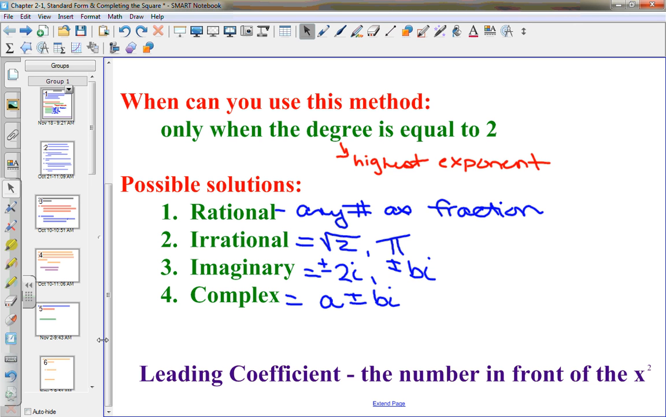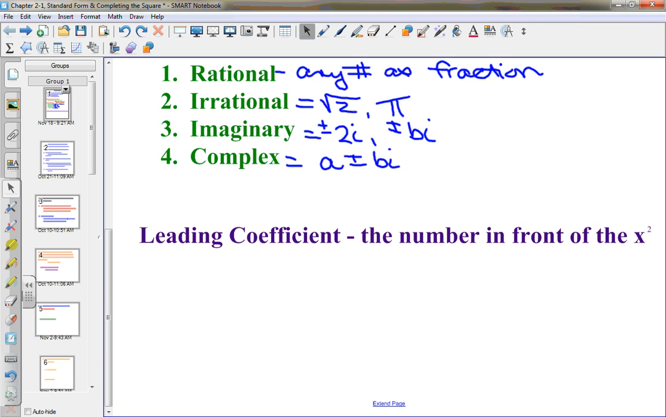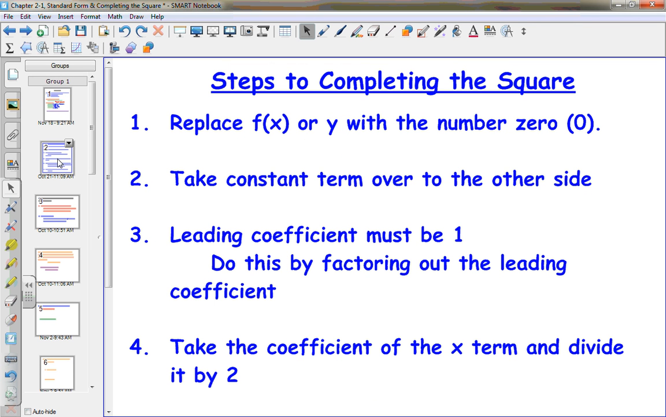Okay? Now, leading coefficient. Leading coefficient is the number that is attached in front of the x squared term. Whenever I refer to leading coefficient, I'm talking about the number attached to the x squared term. Moving right along, steps to completing the square.